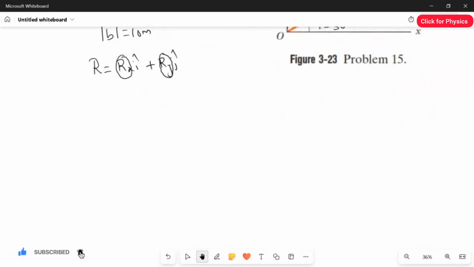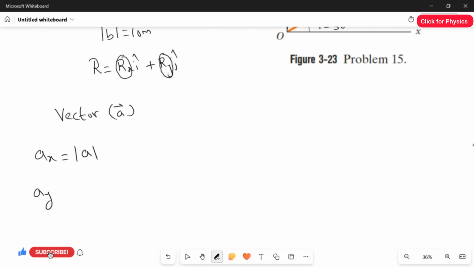So we studied the rule. For finding the components, we have to use sine and cosine theta. So let's take our vector A. First I'm going to find the vector A components. That means Ax I'm going to find, and then Ay. So what's the rule for vector A? For the x component, it is the magnitude of the vector A multiplied by cosine theta. Likewise for the y component, the magnitude of the vector A multiplied by sine theta.